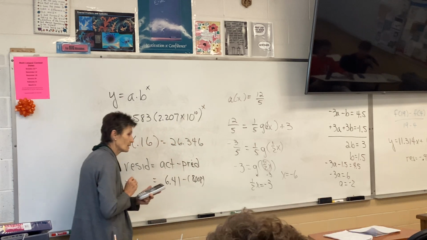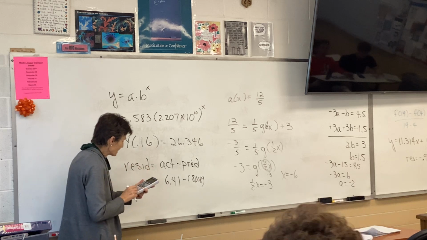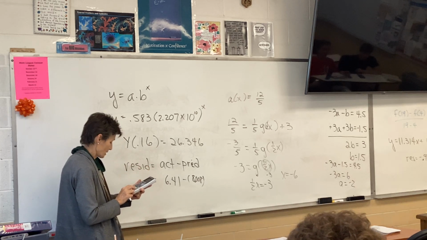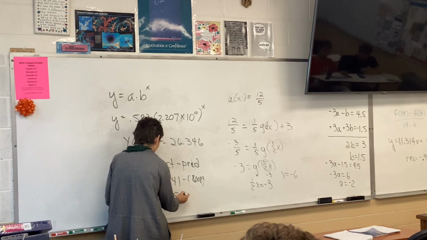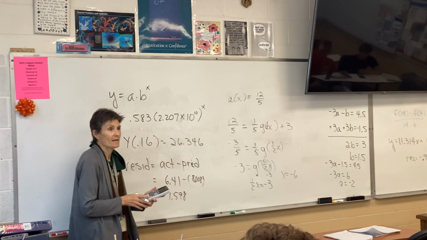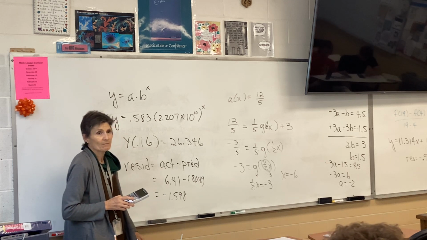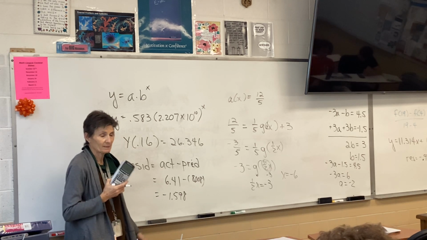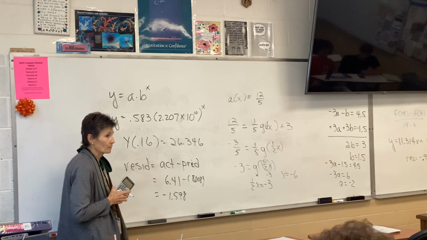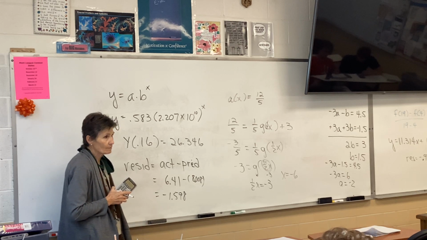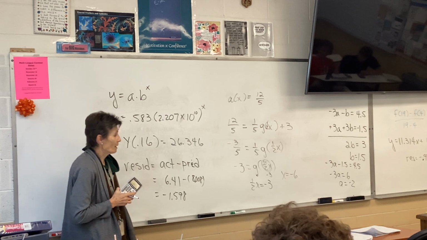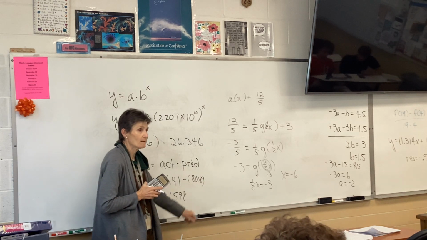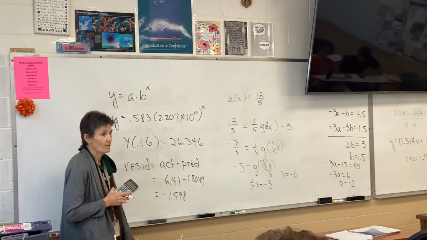Yes. Okay. So subtracting those would give me a residual of negative 1.598. Now this is if I'm doing it by hand, okay? I would never do that if I'm sitting here with my calculator, but that's how I could do it by hand. What does a negative residual mean? The model overestimated. The model gave me something higher than the actual was.